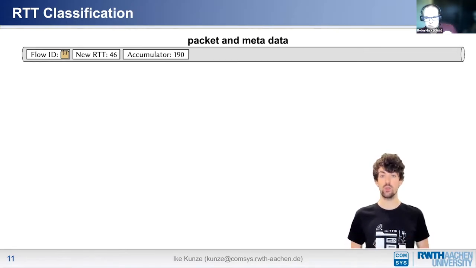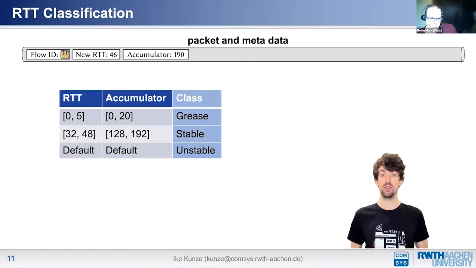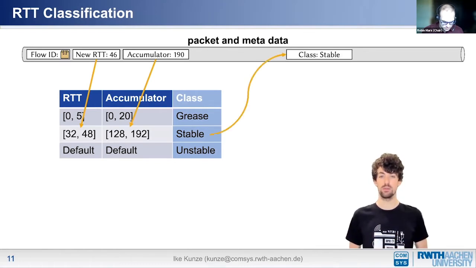Let me explain this using a hands-on view which shows the packet data and metadata that travels along a packet through the pipeline. In the first step, we have a match action table that does the actual classification based on the fresh RTT measurement and the accumulator value. In our example, we have one RTT class for very low RTTs, one target RTT class centering around an average RTT of 40 milliseconds that we label as stable, and for simplicity, a final default entry to capture everything not in those 2 classes. For our concrete flow, we do the matching using the new RTT and the accumulator value, which then classifies our flow as stable.